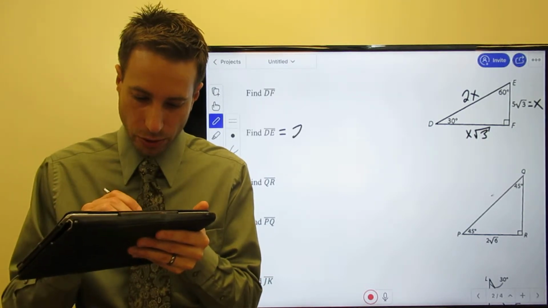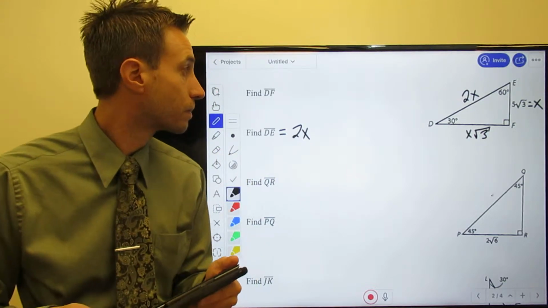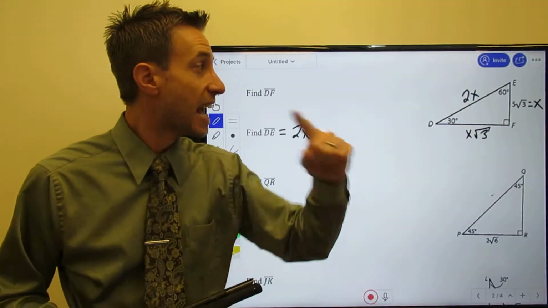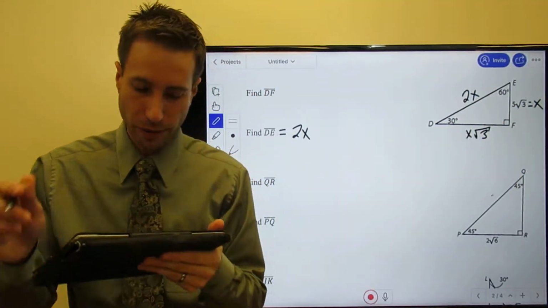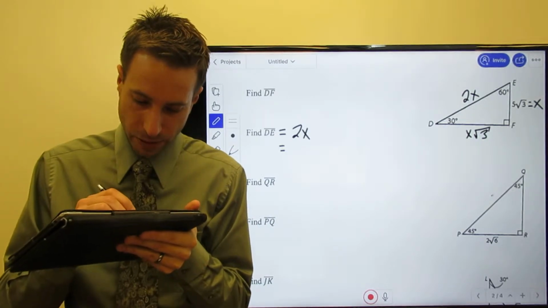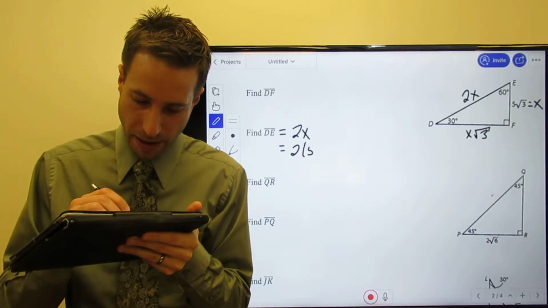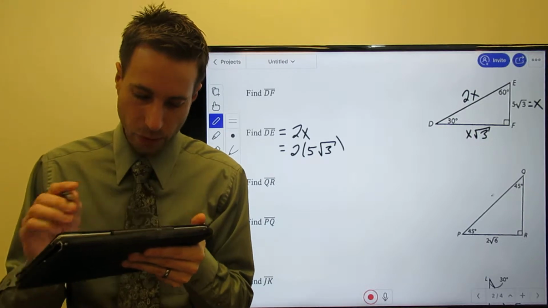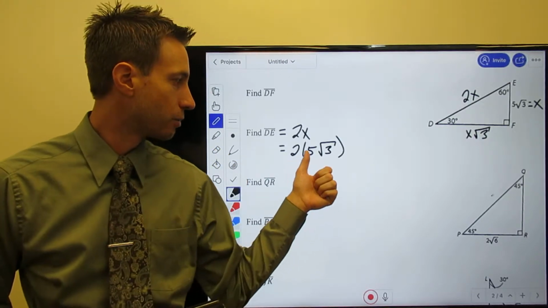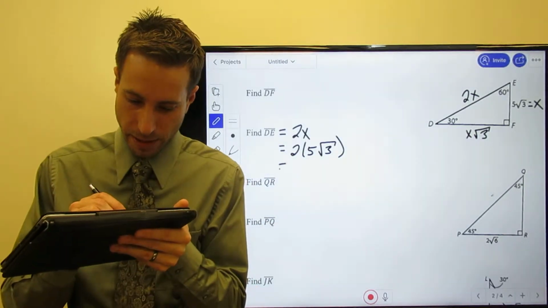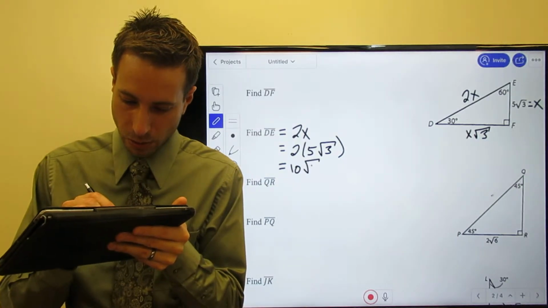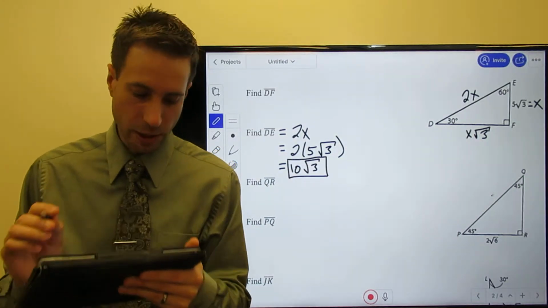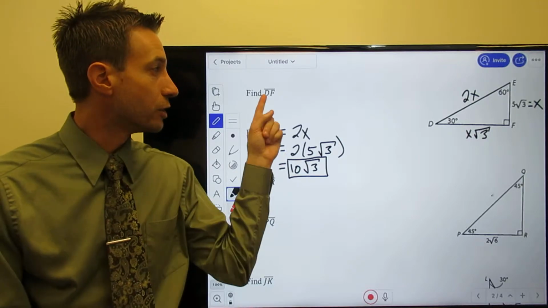DE is equal to 2x. Right, there's DE, that's 2x. X is 5 square roots of 3. So plug that in. 2 multiplied by 5 square roots of 3. That's not bad. 2 times 5 is 10. You get 10 square roots of 3. So there's my answer for DE. Now let's go ahead and do DF.